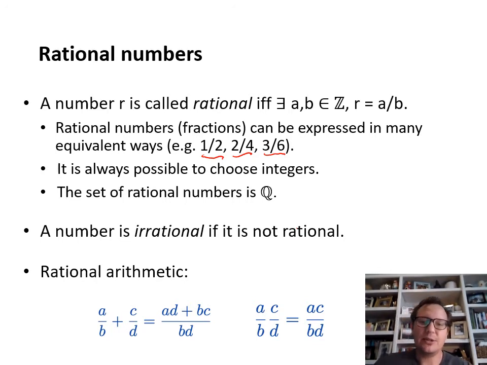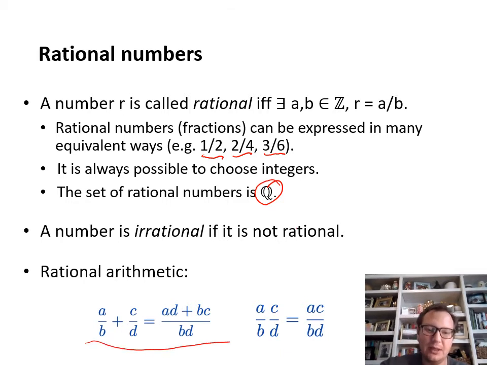And it is always possible to choose integers. The set of rational numbers is denoted with this symbol Q. And now a number is irrational if it's not rational. Pretty straightforward. And just to remind ourselves a little bit about how rational arithmetic works, take a look here at how we do addition and multiplication.